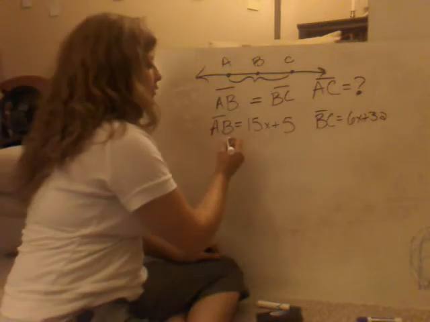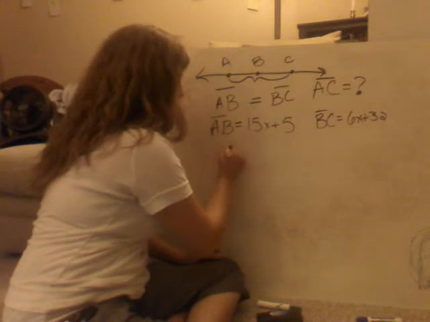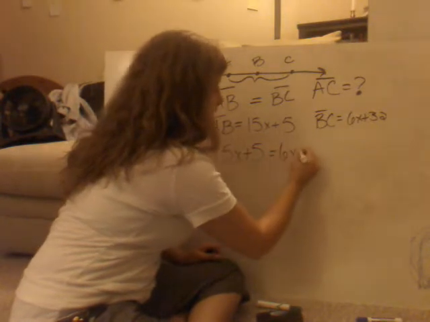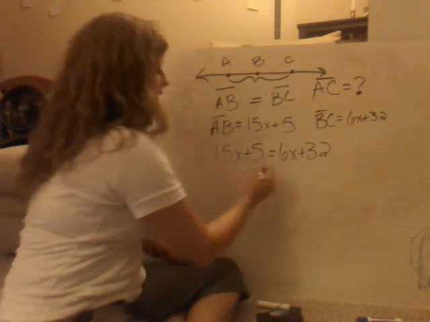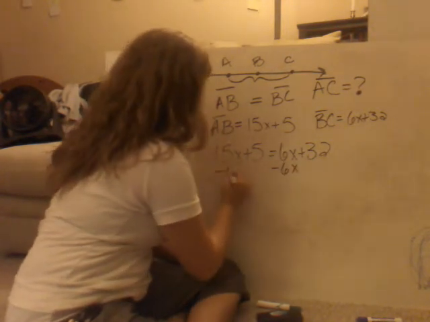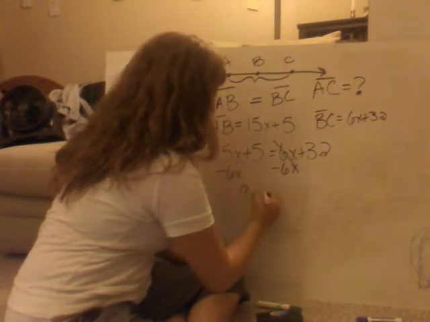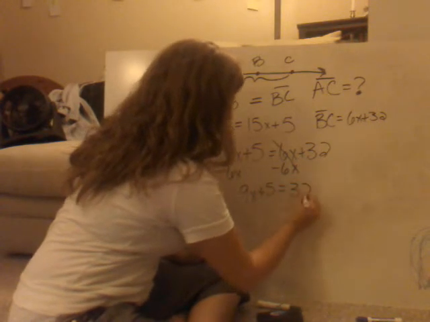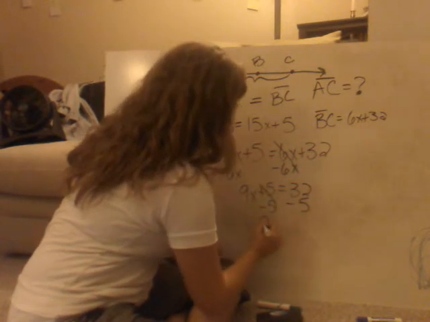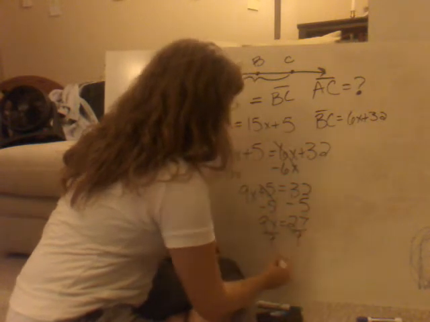So I give you AB is equal to 15x plus 5, and BC is equal to 6x plus 32. I'm going to set the two equations equal to each other, because whatever they may be, they are the same, because I told you they're the same. So I've got 15x plus 5 is equal to 6x plus 32. I'm going to subtract 6x from both sides. These cancel out. 15 minus 6 is 9x, plus 5 is equal to 32. I'll subtract 5 from both sides. So those cancel. Now I have 9x is equal to 27. I'll divide by 9. X is equal to 3.